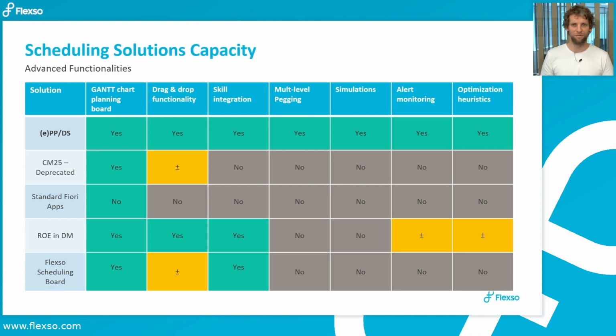Resource orchestration comes closest to that. Skill integration, PPDS, yes. Resource orchestration as well, and the Flexo scheduling board, which will be presented by Nicola next, is actually also capable of doing that, but that will be explained later on. Multi-level pegging, simulations, alert monitoring, optimization, heuristics, all of that is actually only possible in ePPDS, with the exception that in resource orchestration, there are actually some ways of also automating certain steps of your scheduling, a bit similar to the heuristics that are possible.